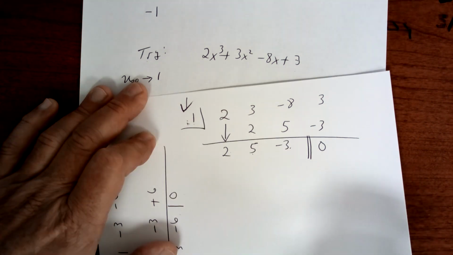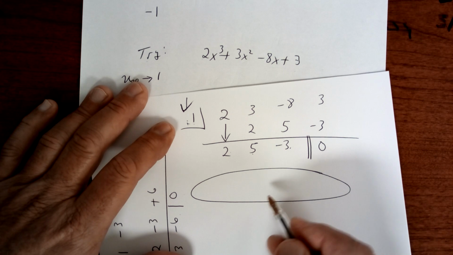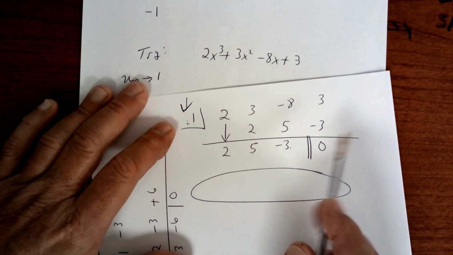We're going to watch a video that gives us a list of possible zeros, and then you got to use synthetic division on each one of those to see which ones give you a 0.